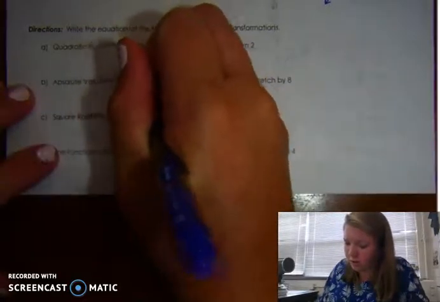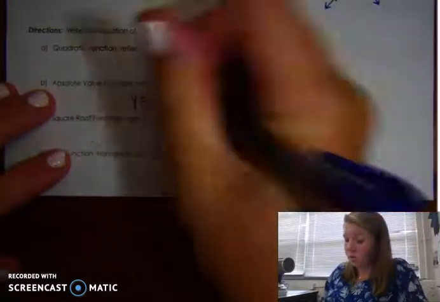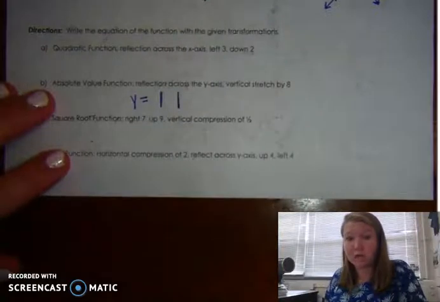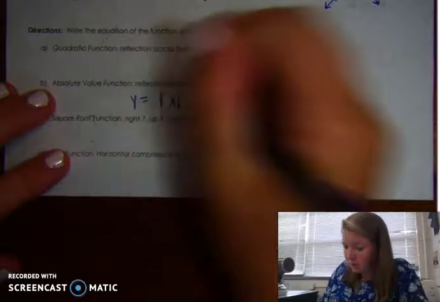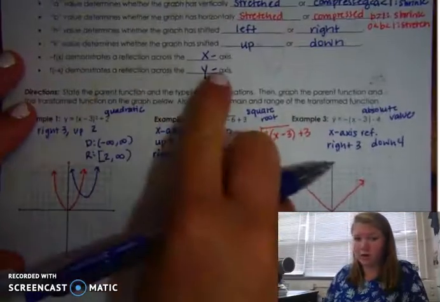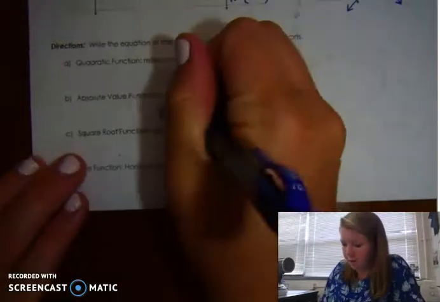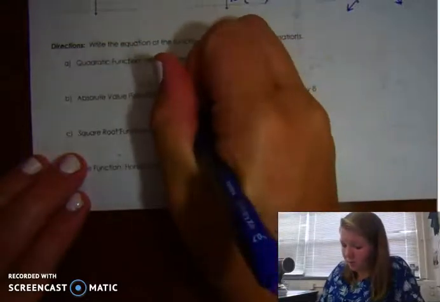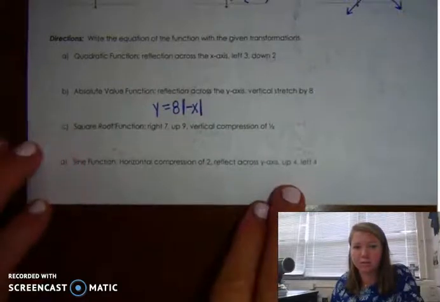So I'm going to use y equals. You could use f of x, g of x, whatever makes you happy. We're going to use these bars. That operation definitely has to show up to make it absolute value. X will need to go inside. There's a reflection across the y-axis. So remember, reflection across the y-axis is a negative inside the parentheses. So inside the operation. It'll go here. Vertical stretch by 8 will be on the outside. So you're basically just building the function based on the description.